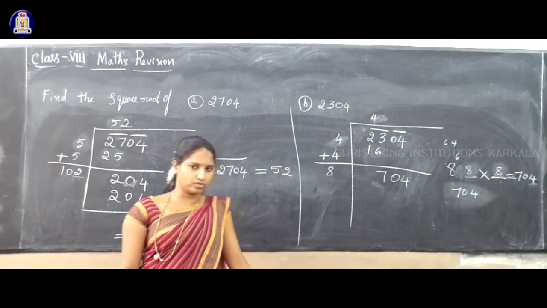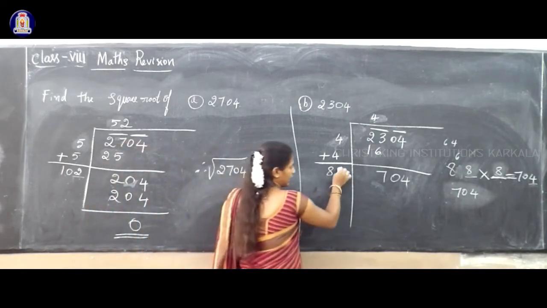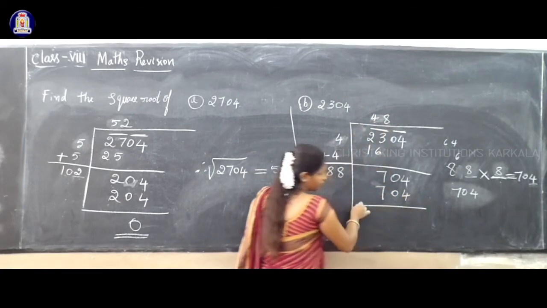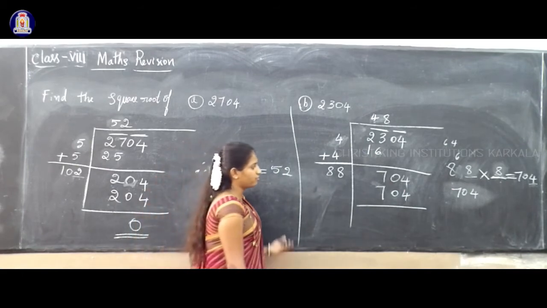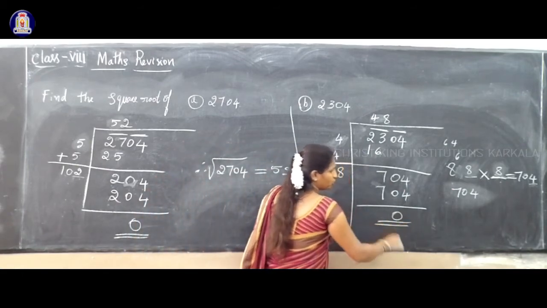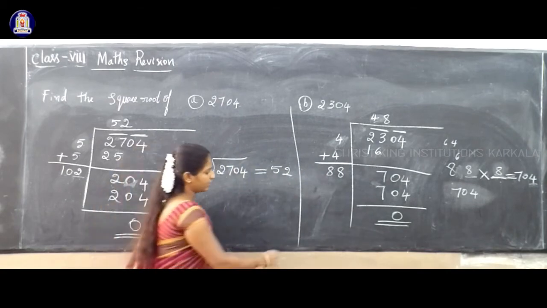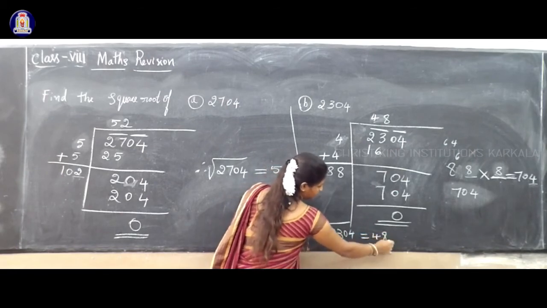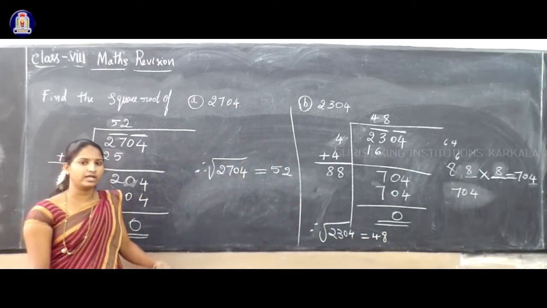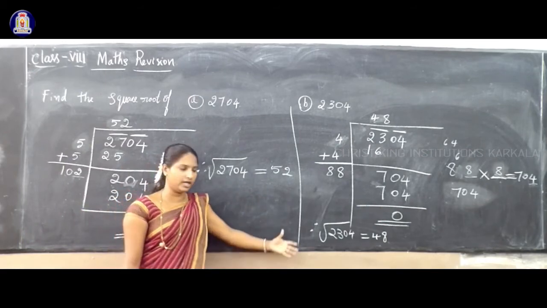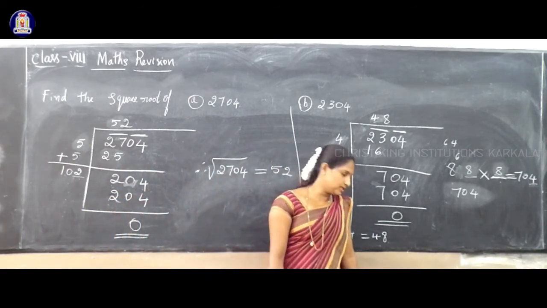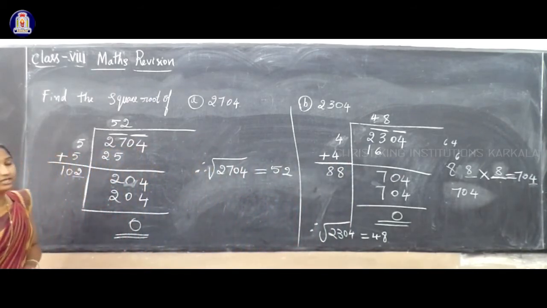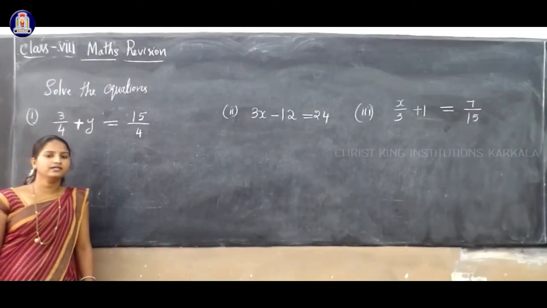So this number is suitable, isn't it? So we can write here 88 into 8. 88 into 8 means we get 704. So therefore 704 minus 704 we get 0. So the answer is, therefore the square root of 2304 is 48. That means if you multiply 48 2 times, 48 into 48, the answer will get 2304. Clear? This is what finding the square root of the given number. This is okay.